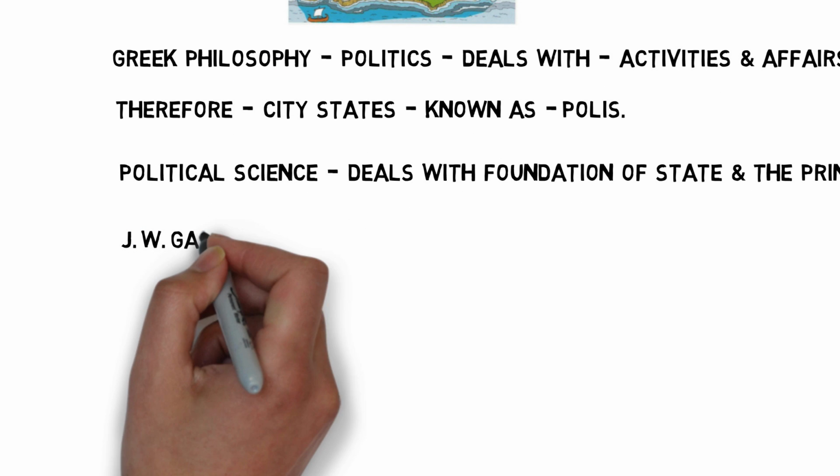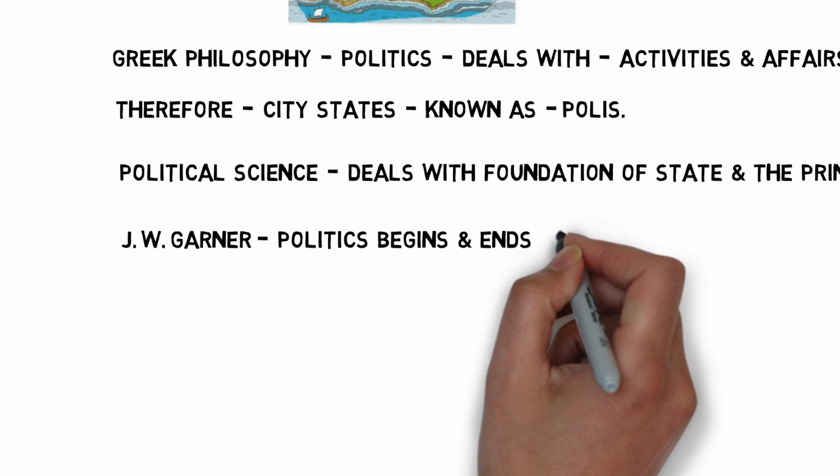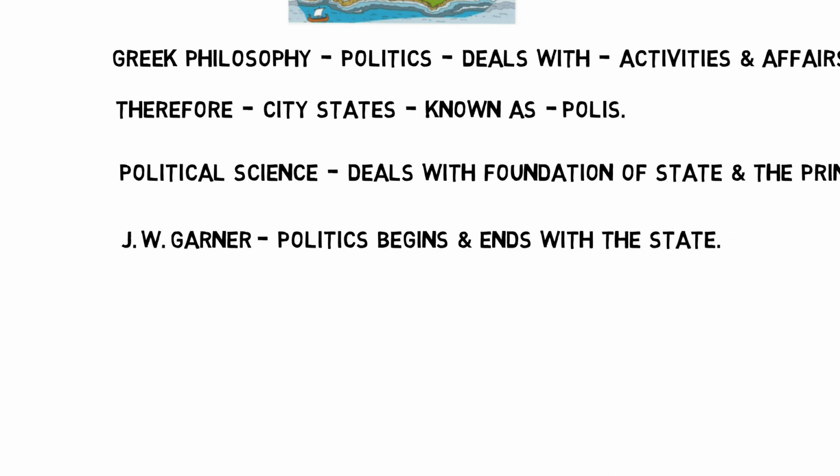Let us take some definitions. Here we have J.W. Garner, and according to him, politics begins and ends with the state. It is very simple to understand. According to Garner, when we talk about politics or political science, it all begins with the state and eventually ends with the state. So in between, whatever happens, all the affairs of the state are a study of political science.